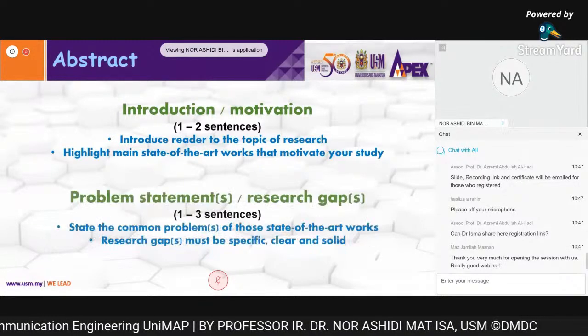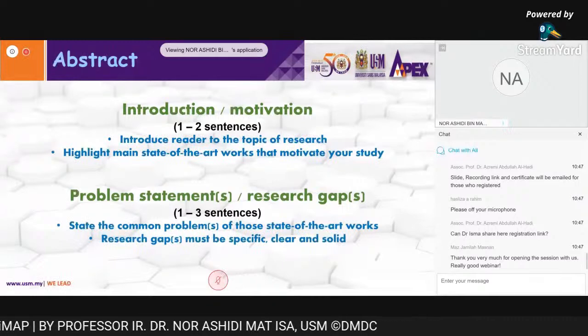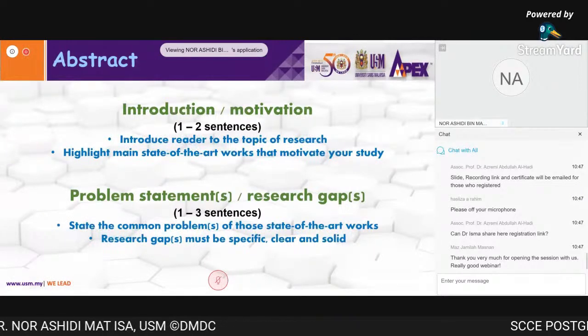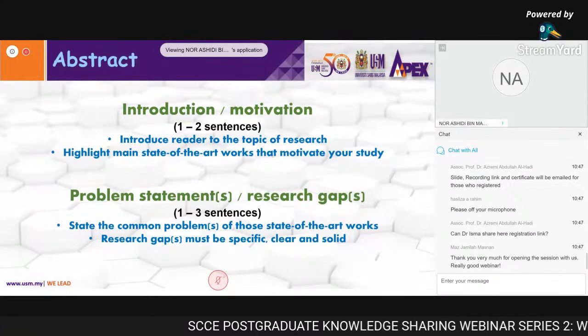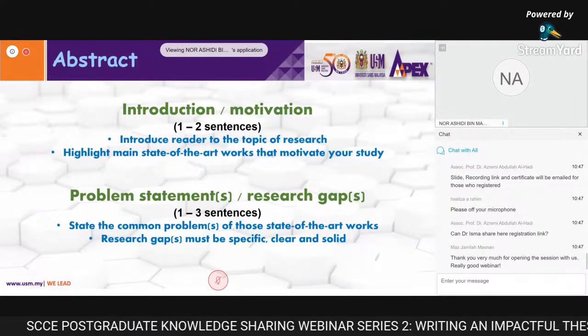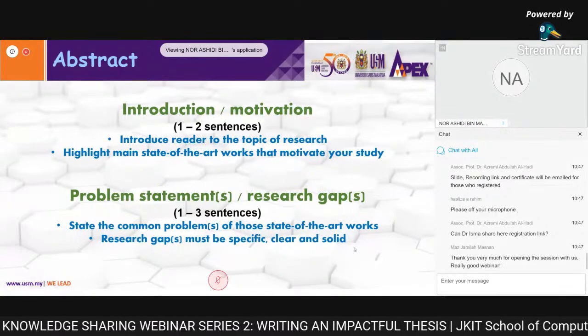Okay, and then what is the problem statement? The problem statement must state the common problems of those state-of-the-art methods, and it must be specific, clear, and solid.